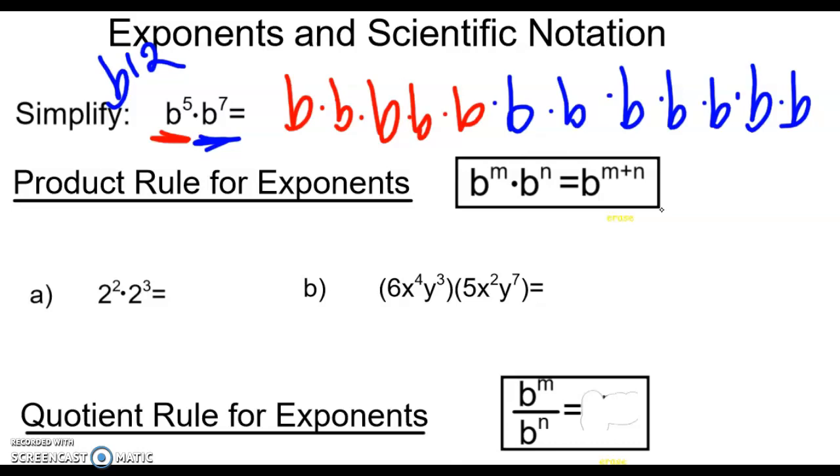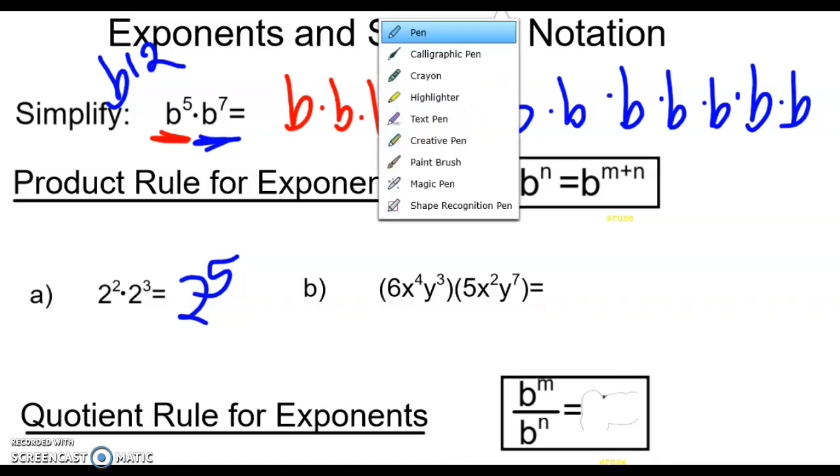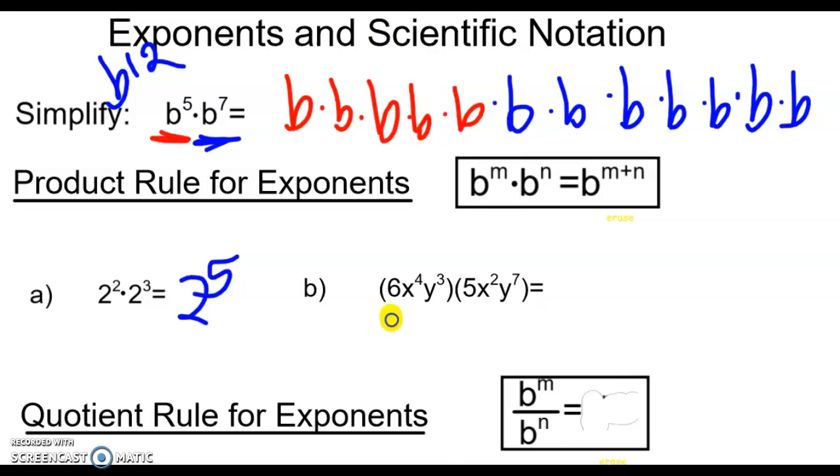2 to the 2nd times 2 to the 3rd. Hopefully you're saying 2 to the 5th. Got it. All right, but then what happens if we put a whole bunch of letters and a whole bunch of numbers together? So in these, I'm just going to quickly go 6 times 5. So you find your number values. I'm going to do that. 6 times 5 is 30.